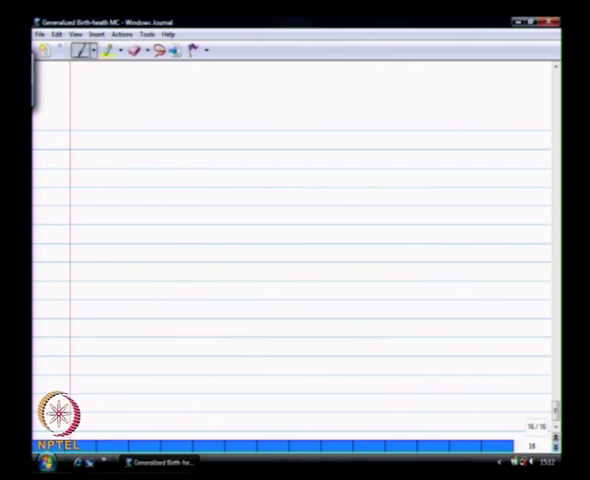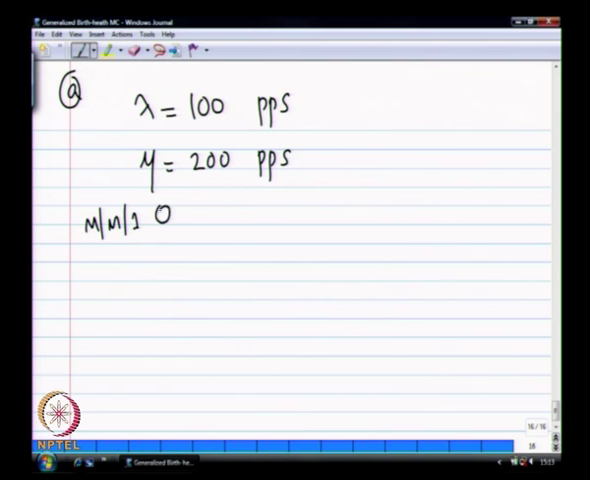Let us do one numerical to break that monotony of deriving. Now there is a system, this is your example, where lambda is 100 packets per second, the system arrival rate, and I have mu of 200 packets per second. This is one system. So this is an M/M/1 queue, the system that we are trying to compare.